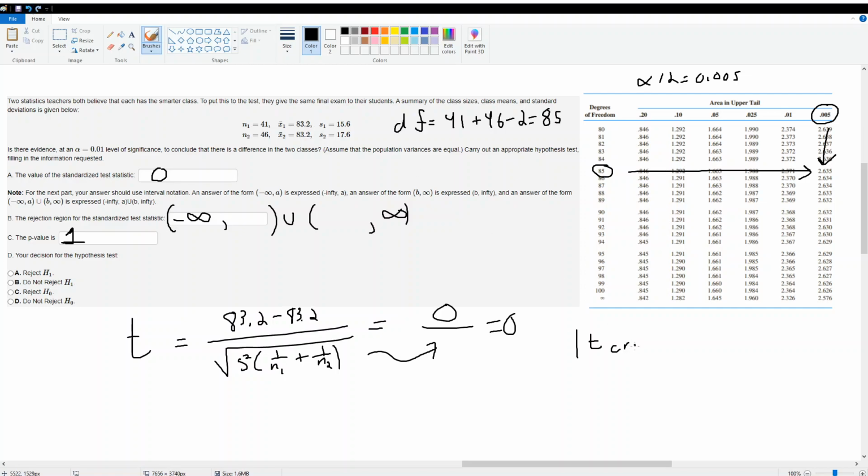The absolute value of our critical value is equal to 2.635. Put another way, it's positive and negative 2.635.